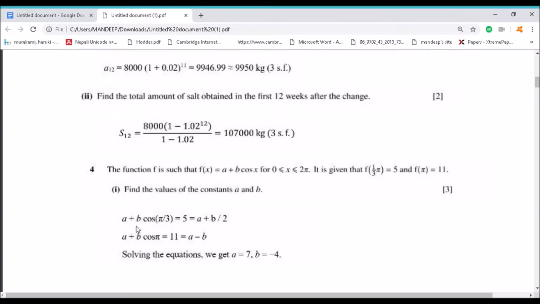So we are given the value of x, so we just replace the value of x in this equation. So a plus b cos pi over 3, cos pi over 3 is 1 over 2, so a plus b over 2 equals 5. And in the second one, f(pi), we replace x by pi, a plus b cos pi, which is minus 1, so 11 equals a minus b. We solve and we get a equals 7 and b equals minus 4.